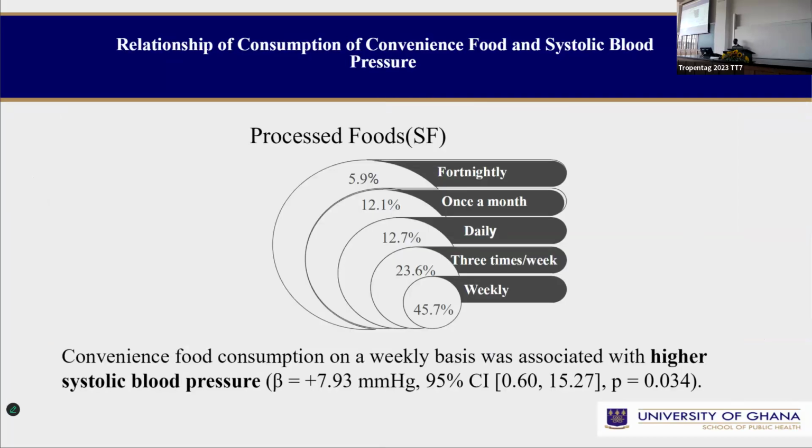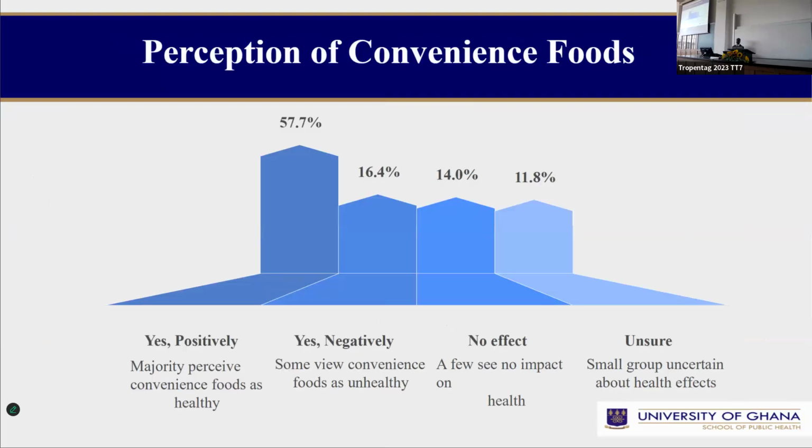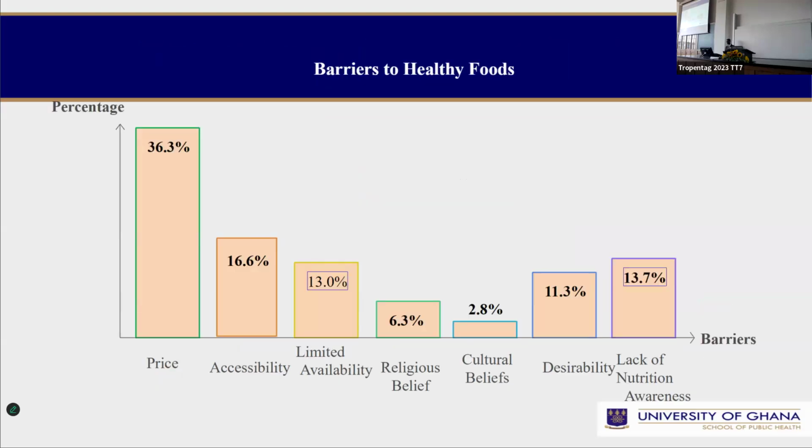We went further to find out why consumption frequency is significant. So we ran further analysis and realized that those who consume convenience processed food on a weekly basis are susceptible to elevated blood pressure, according to our data. Perception: they mainly believe that convenience foods are healthy. Why? Because there are a number of marketing and advertisements out there that say when you take it, you get energy, you get this, you get that. So they believe that convenience processed foods are actually healthy.